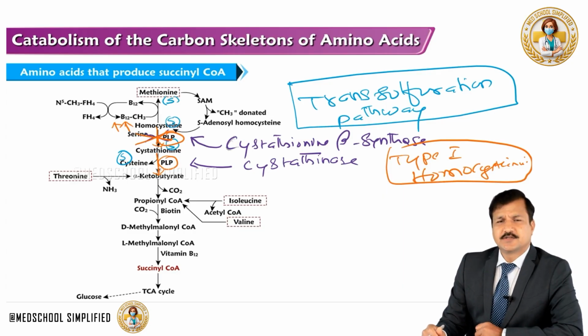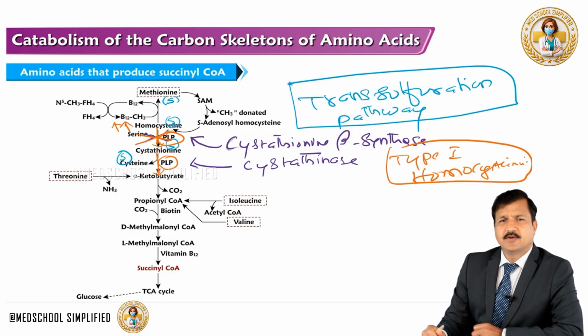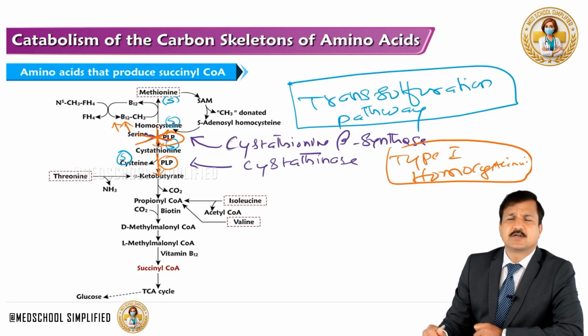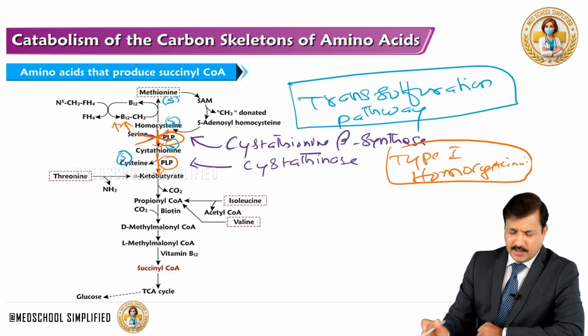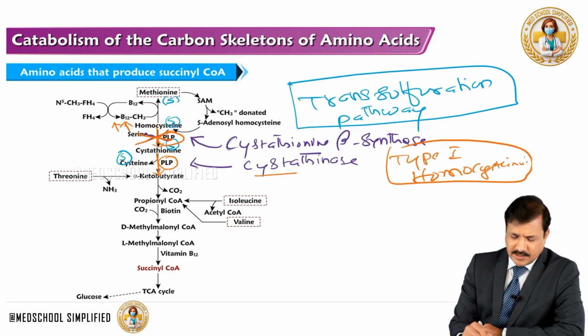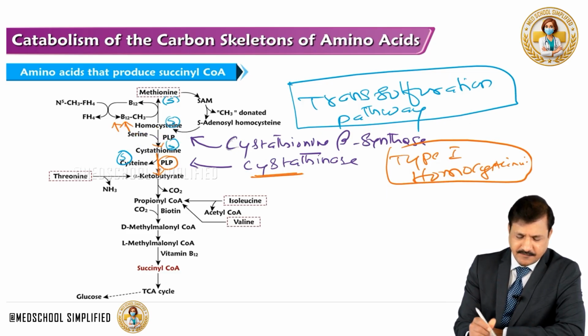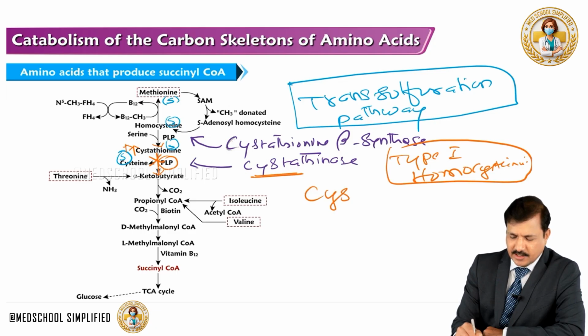So the deficiency of cystathionine beta synthase enzyme will lead to decrease in the conversion of homocysteine into cystathionine. It can also be because of deficiency of pyridoxal phosphate as the coenzyme. And what if there is a decreased activity of the other enzyme, cystathionase? That will affect the second reaction, the conversion of cystathionine into alpha-ketobutyrate and cysteine. So that reaction will decrease and lead to elevation of cystathionine, and that causes a disease called cystathionuria.